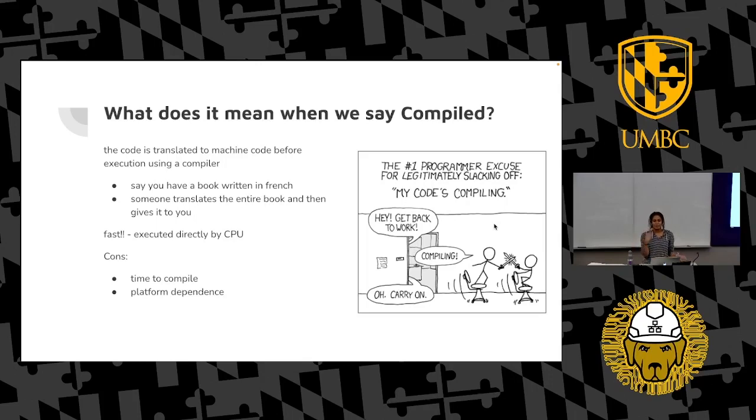Think of it as you have a book written entirely in French. Someone will take that book, translate it all for you, and then give it to you so you can read it. It's fast because it's executed directly on the CPU, but the cons are that it can take a while to compile the code, especially if it's really long. And there's also platform dependence, because you're translating it straight into machine code.